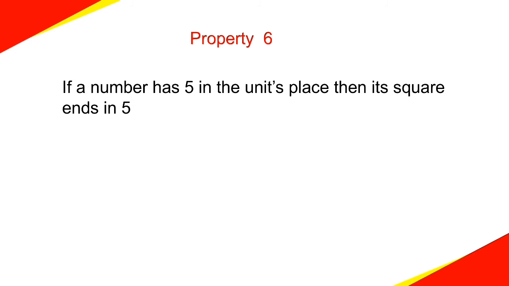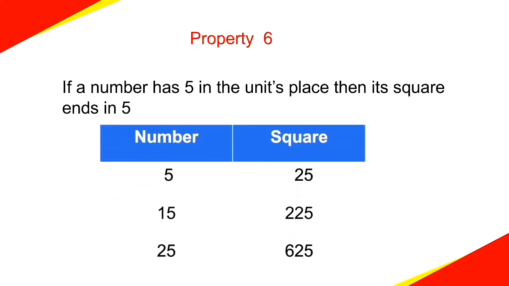Now we are going to learn property 6. In this property we learn that if a number has 5 in the units place, then its square ends in 5. Once you look at this table, 5 squared is 25, 15 squared is 225, 25 squared is 625.